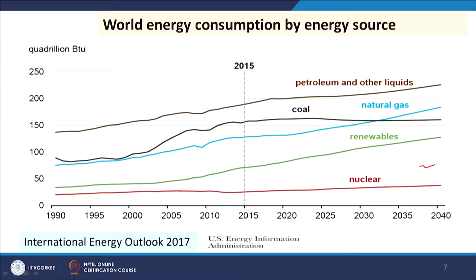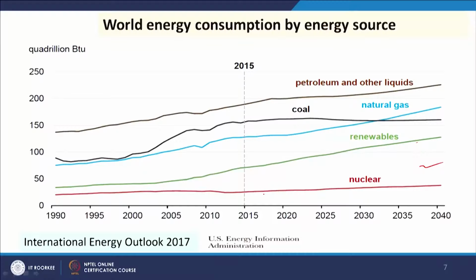And what type of energy will be used to a higher extent in the near future? This slide gives us that idea. It is very clear that petroleum and other liquids, coal, natural gas and renewables will be used for the production of energy to a higher extent, along with some nuclear energy production. And it is very interesting that renewables are expected to increase gradually. In 2018 we are here, but we will be reaching up to this point as per this graph.